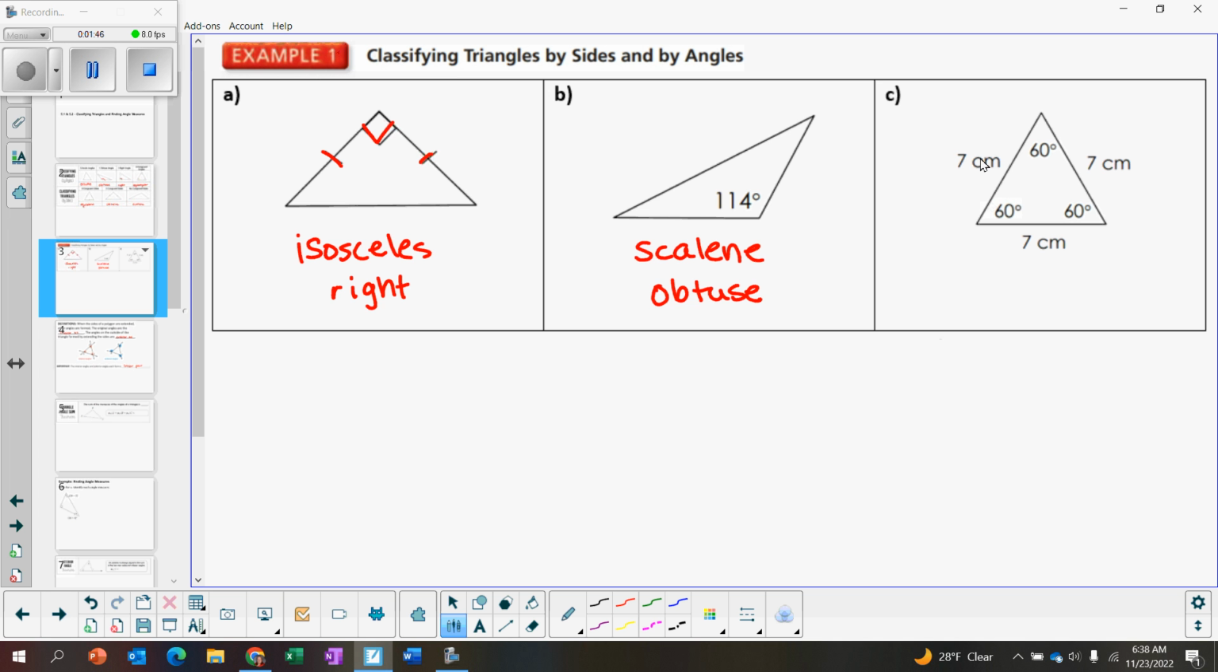Our last one, all 3 sides are 7 centimeters. So all 3 sides are congruent. That's what we call equilateral. And all 3 angles are 60. They're congruent to each other. That's equiangular.